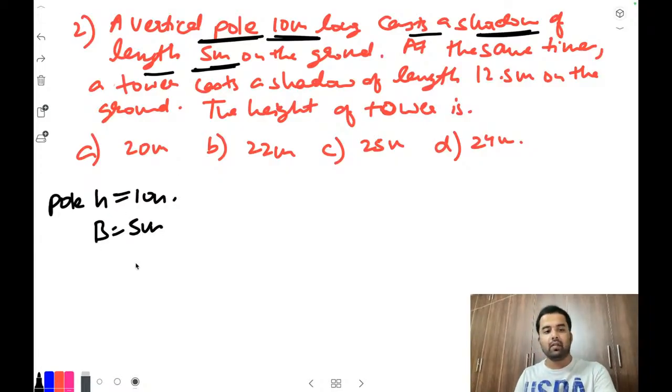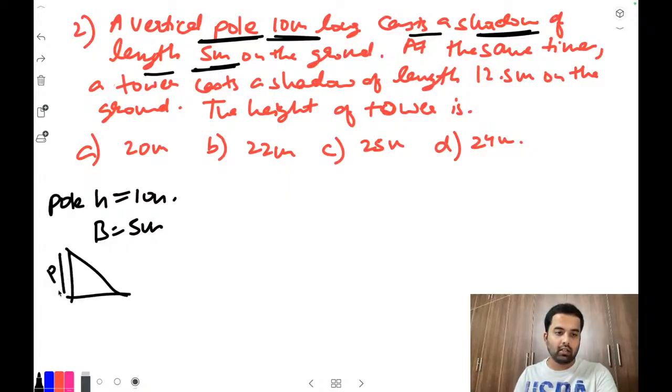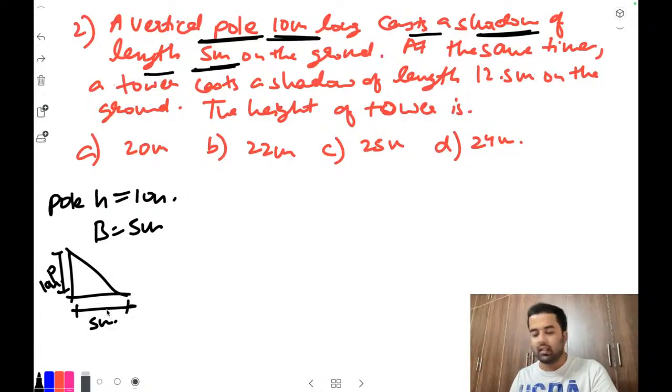If we draw the diagram like this, so this is our pole, of how much length? It is of 10 meter. Base is of 5 meter. Next, nothing is given here, I mean, no theta or anything.